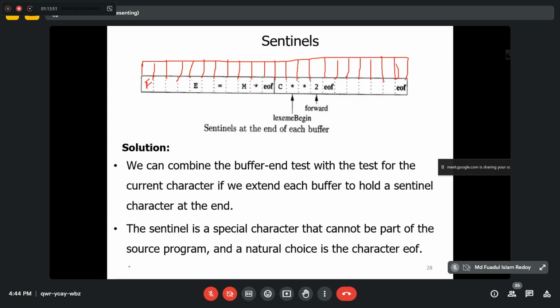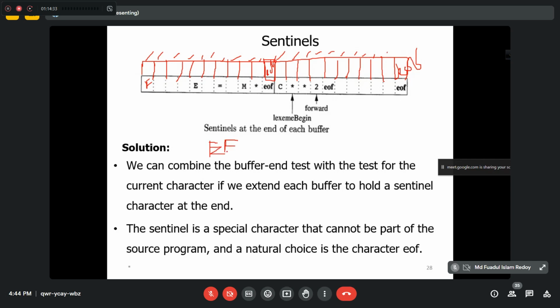Suppose the length of the buffer is 10. That is 1, 2, 3, 4, 5, 6, 7, 8, 9, 10. But then we need another cell to indicate this is the last of the buffer. That is EOF. That is the sentinel. So the buffer size is 10, and the last one is used to indicate the end of that buffer. And the extra cell is used to indicate this is the end of the buffer.